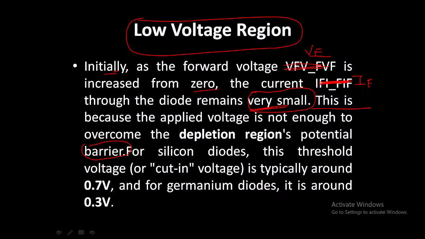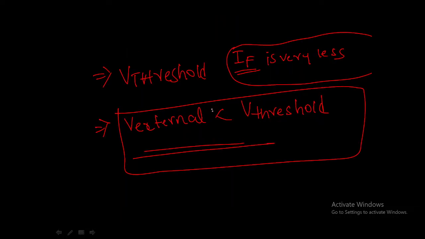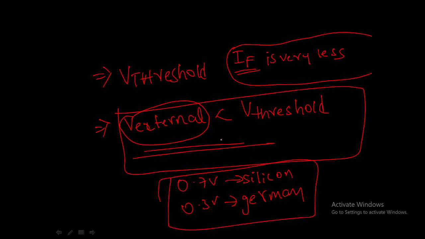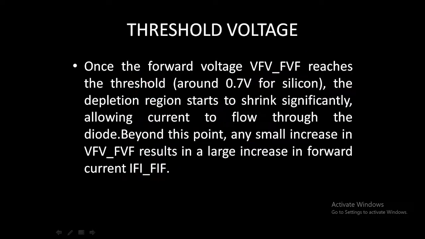This is because the applied voltage is not enough to overcome the depletion region's potential barrier. For silicon diodes, the cut-in voltage is typically 0.7 volts, and for germanium 0.3 volts. Until the external voltage reaches 0.7 volts for silicon and 0.3 volts for germanium, the current flowing through the diode will be small. That is what we discussed in yesterday's session also.